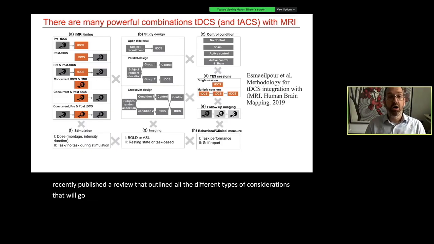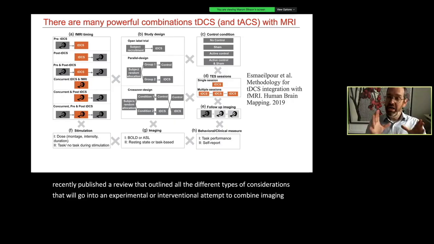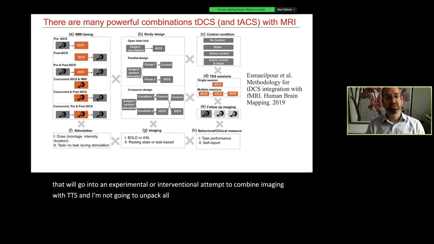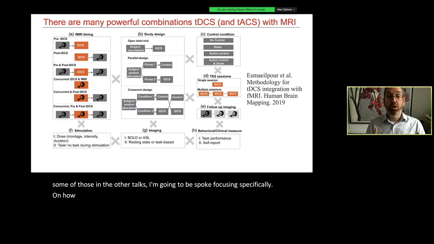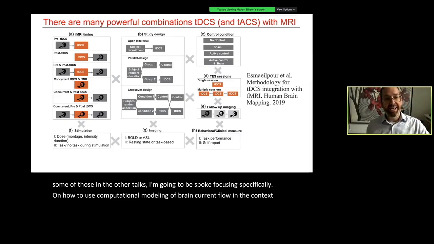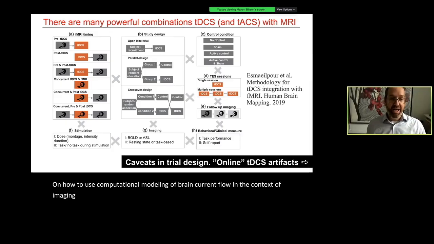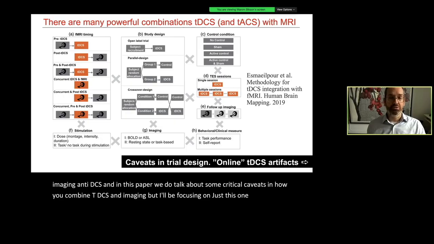an experimental or interventional attempt to combine imaging with TDCS. And I'm not going to unpack all of those here. I think you'll hear about some of those in the other talks. I'm going to be focusing specifically on how to use computational modeling of brain current flow in the context of imaging and TDCS. And in this paper, we do talk about some critical caveats in how you combine TDCS and imaging, but I'll be focusing on just this one issue of using current flow models.